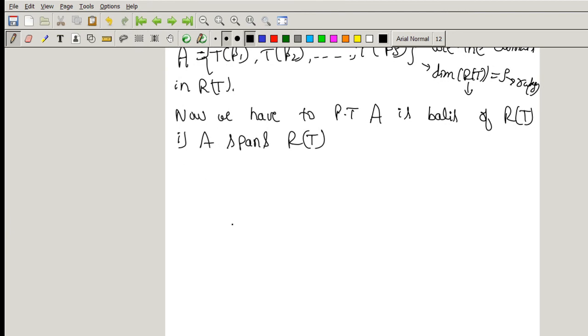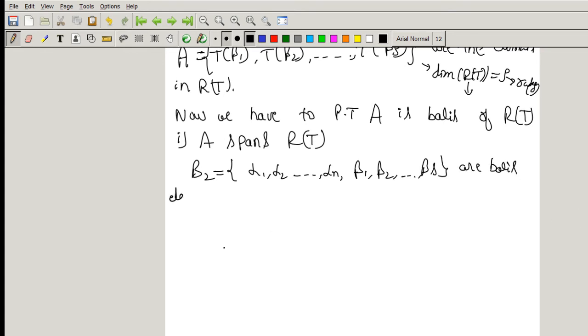B2 is equal to alpha 1, alpha 2, so on up to alpha n, beta 1, beta 2, so on up to beta S, which are basis elements of the domain space. And I have already told previously that images of basis elements of the domain space always span the range space of T.